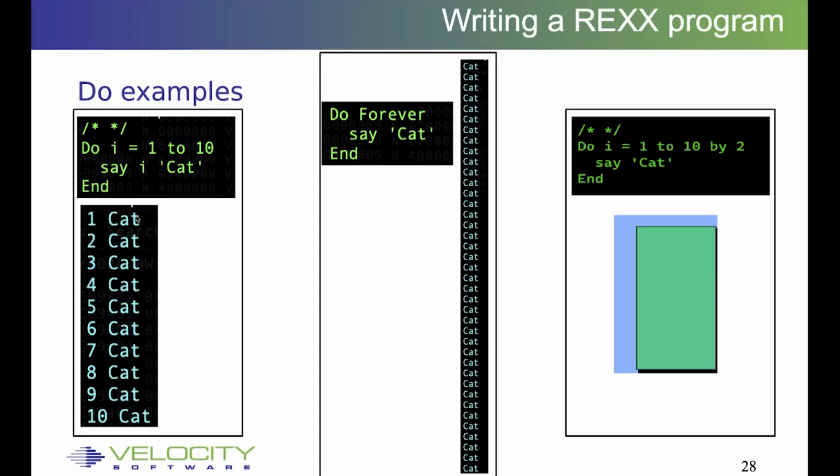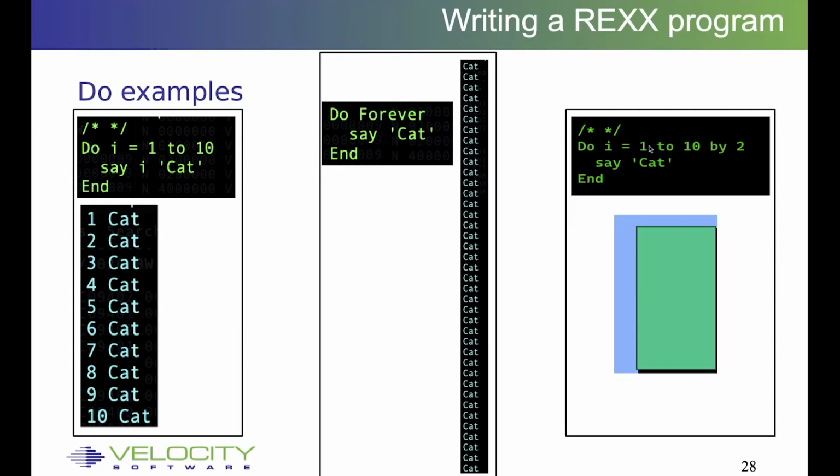So just as you would expect, we're going to get 10 lines of output with the count 1 through 10 and the word cat. In the next example, we are going to do forever and just write out cats. Since there is no programmatic way that we are ending this loop, it is just going to run and run and run until you use the HX function, which will halt execution, or IPL your virtual machine.